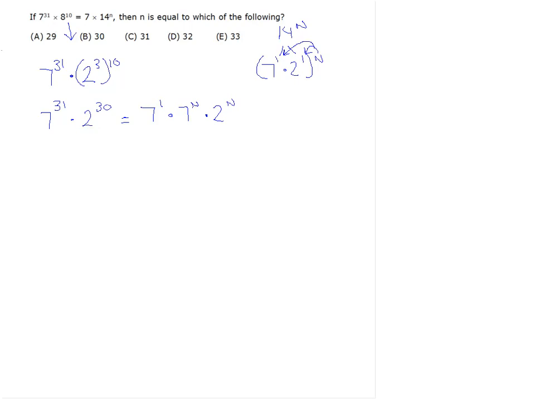Now, what's great about this question here, or at least let me finish this up. So this gives us 7 to the 31 times 2 to the 30 equals 7 to the n plus 1 times 2 to the n. So why is this problem different? Why is this problem unique?